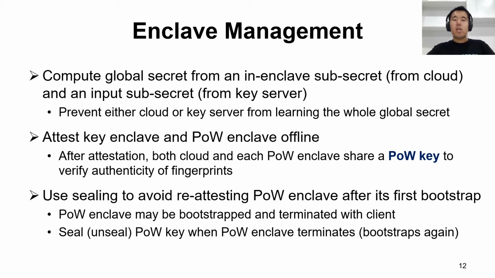It uses sealing to avoid reattesting the POW enclave after its first bootstrap. Specifically, when the POW enclave terminates with the client, it seals the POW key into disk. When the POW enclave bootstraps again, it unseals the POW key and loads the recovered key into the enclave.